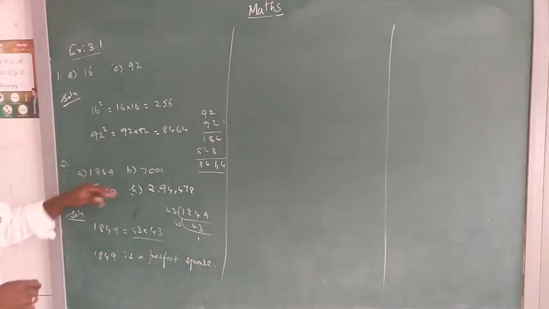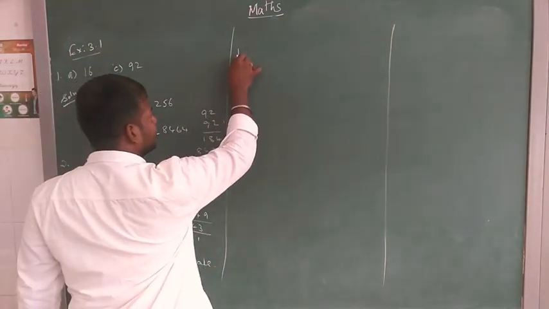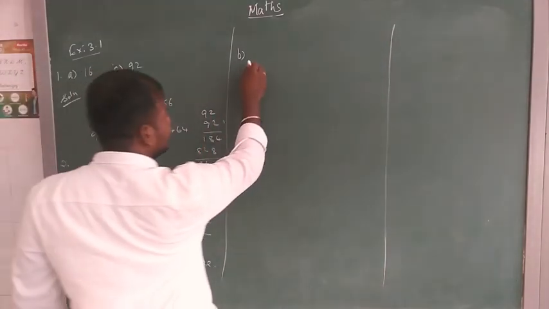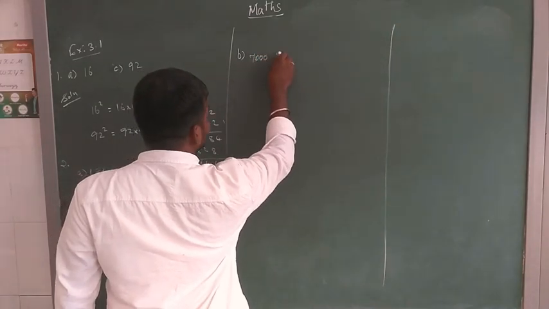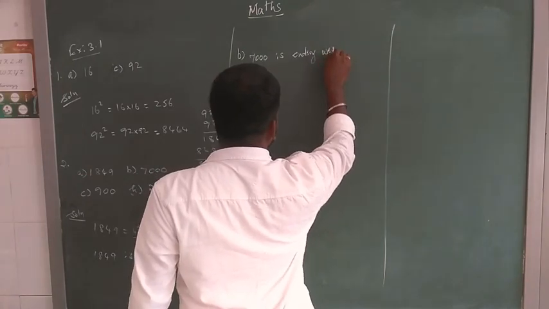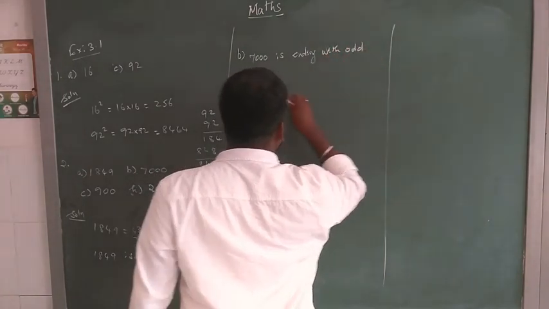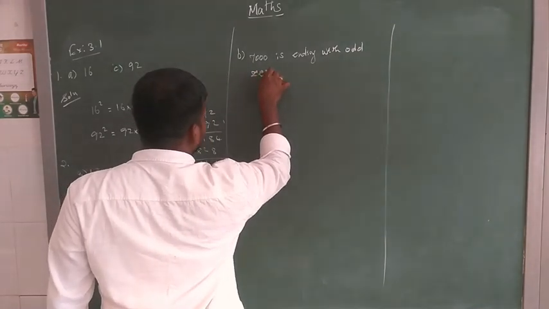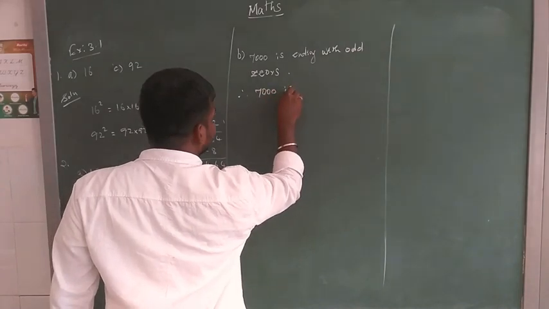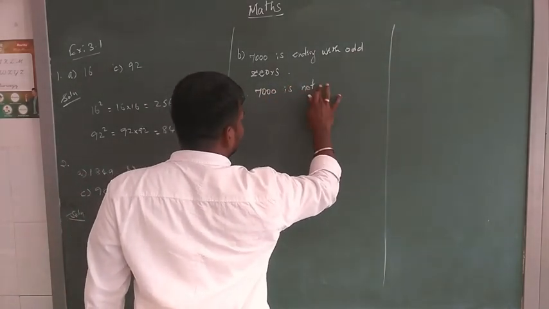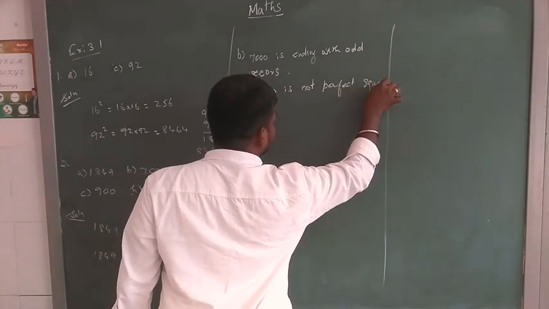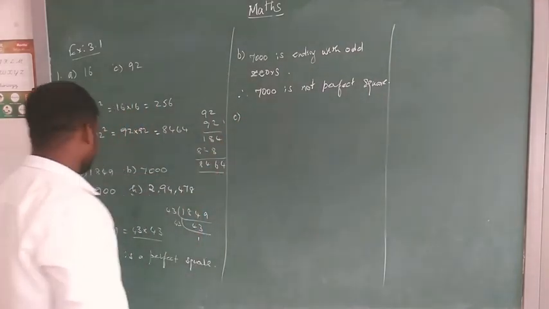So what about the B problem? The B problem is 7000. 7000 is ending with odd zeros. So it is ending with odd zeros, what can we say here? That 7000 is not a perfect square. What about the next problem? The C problem.